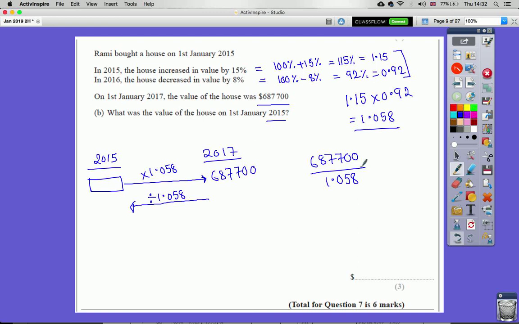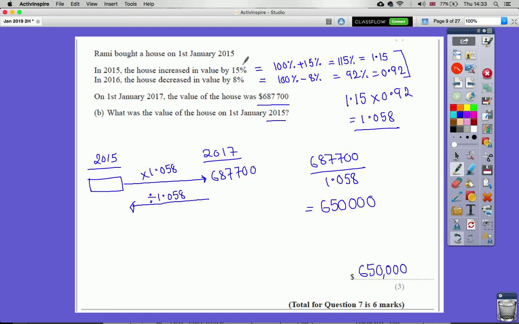So 687,700 divided by 1.058 will give you 650,000. So the value of the house was $650,000 in January 2015. Here, many students make a mistake.